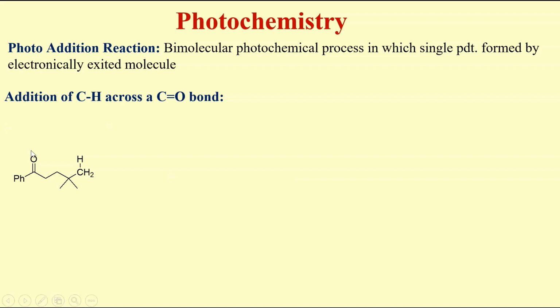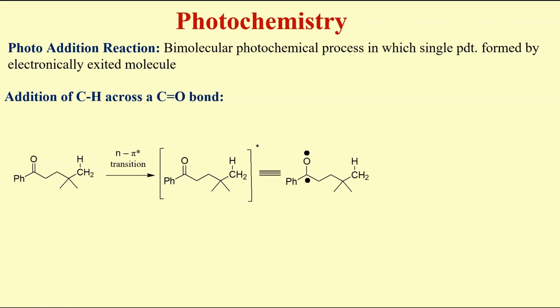I take the molecule with a carbonyl group and a CH3. Here there is CH bonding. It undergoes n pi star transition by absorbing the light energy, and it gets to the excited state, and this excited molecule is represented as star over here, and this excitation gives rise to a carbonyl radical. The oxygen radical is unstable. To stabilize, it takes away hydrogen along with one electron.